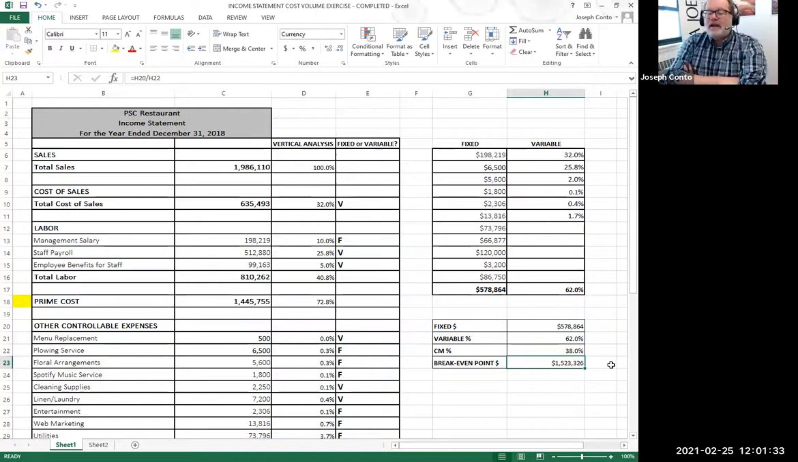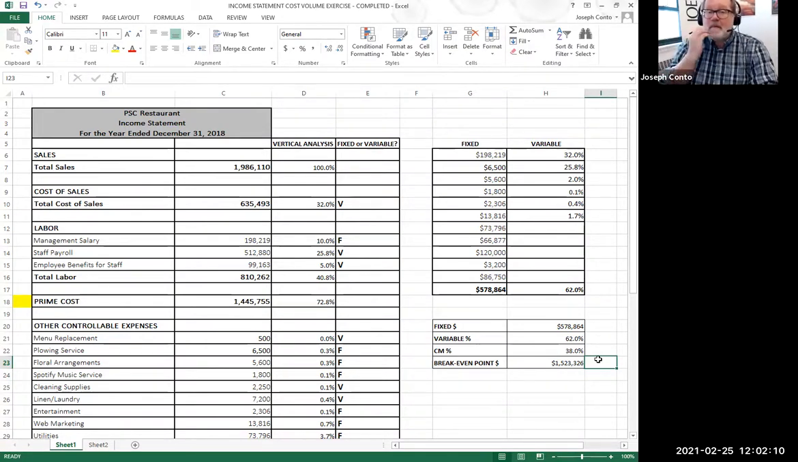Remember, break-even point is my fixed cost dollar amount divided by my contribution margin percentage. Again, look up here at the formula, right? It is, in fact, H20. My fixed cost in dollar amount divided by my contribution margin in percentage. And then that should bring me a little over $1.5 million. That's it. That's how I get to this part of it.